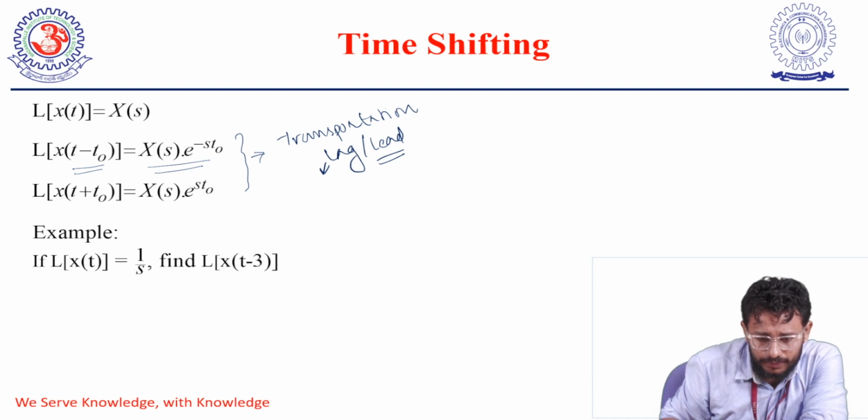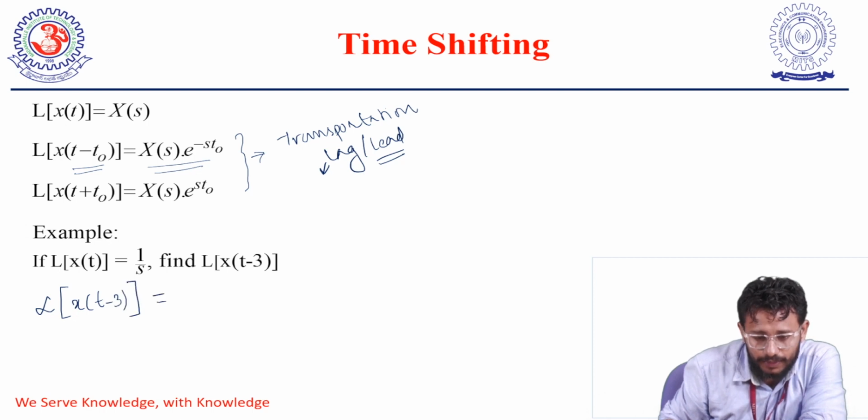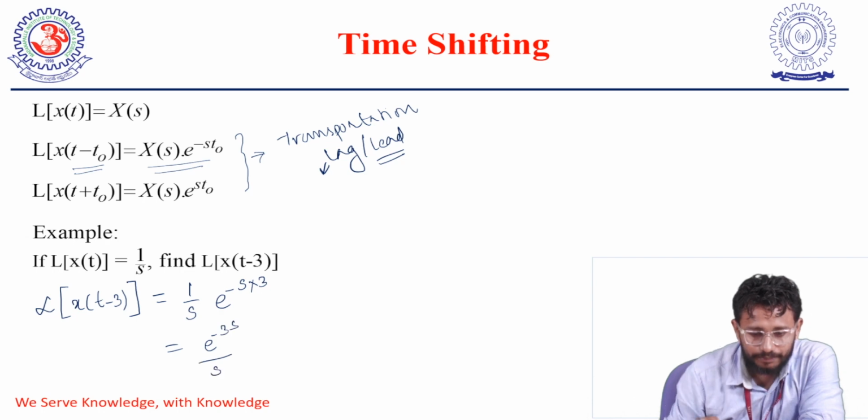So the Laplace transform of x of t minus 3 is going to look like, now let's apply this property here. So x of s, that is exactly 1 over s, times e to the power minus s into 3. That would look like e to the minus 3s divided by s.